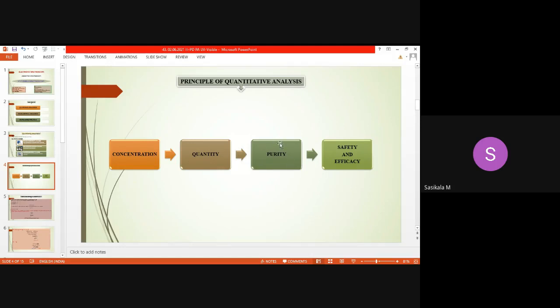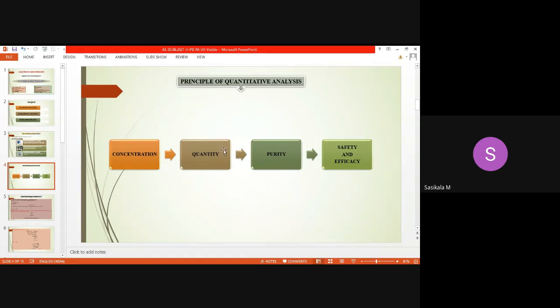Now, why do we need to determine the purity? In order to ensure the safety and efficacy of the sample. Therapeutically or pharmacologically it is active, and it is safe and effective for the patients. So that is determined. For that purpose only, we determine the concentration after diluting the sample, and the quantity is determined from that, based on the dilution and the weight of the sample, all the quantitative parameters.